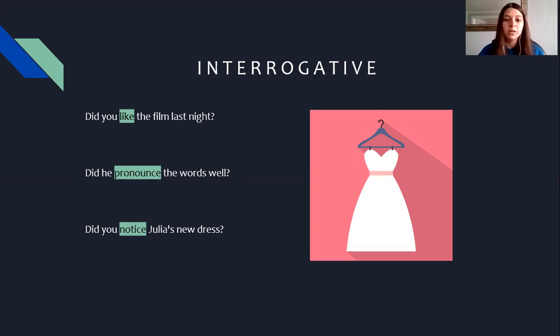So example one, did you like the film last night? Did he pronounce the words well? Did you notice Julia's new dress? So remember that when we use regular verbs in past, we must use the didn't for negative, the did for interrogative, and add an -ed ending for affirmative sentences.